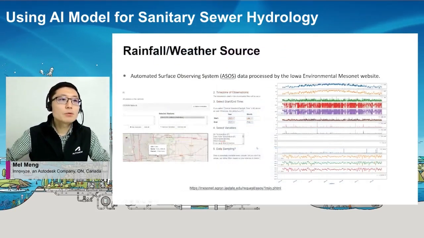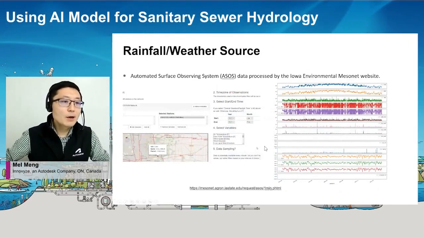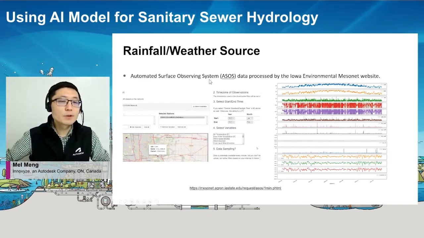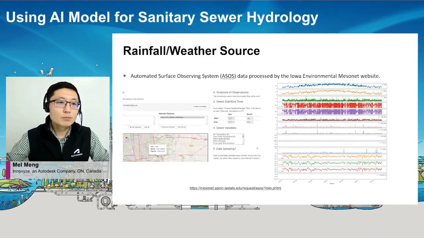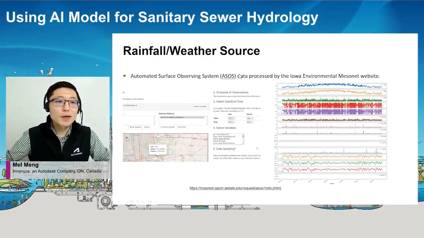Okay, so here are the rainfall and weather data sources. Because I'm based in Columbus, Ohio, I just picked the long-term rainfall and weather data from the airport at Columbus. The data I use is called Automated Surface Observing Systems. That's basically all the major airports around the globe. They transmit weather data every minute. That data has been around for a very, very long time. I downloaded about the past 20 years. So that's my source of the rainfall data.